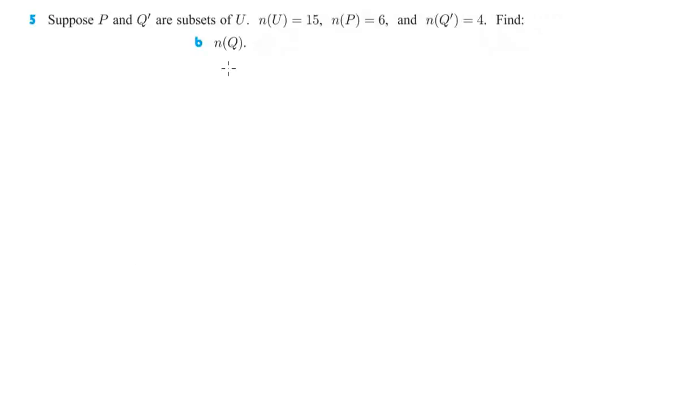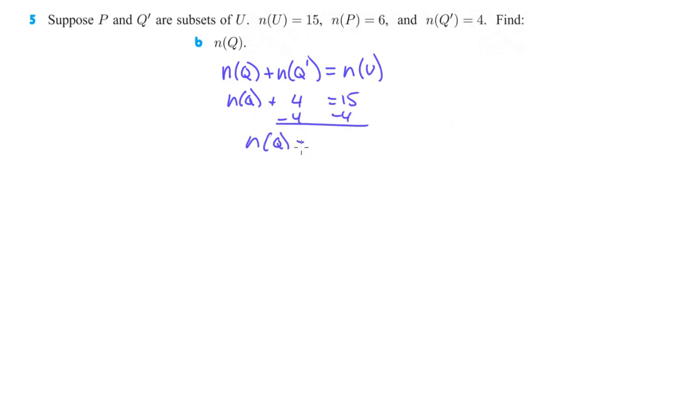Okay? We know that the number in Q plus the number in Q prime has to equal the number in the universal set. Okay? So we know that the number in the universal set is 15. The number in Q prime, which is not Q, is 4. So the number in Q will be what's left over, right? So subtract 4. We get that the number in Q has to be 11.